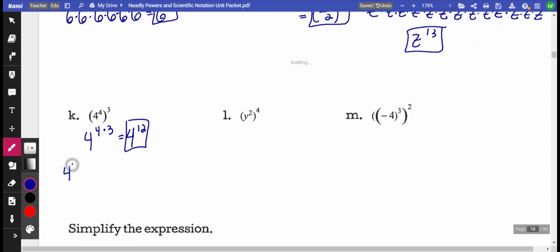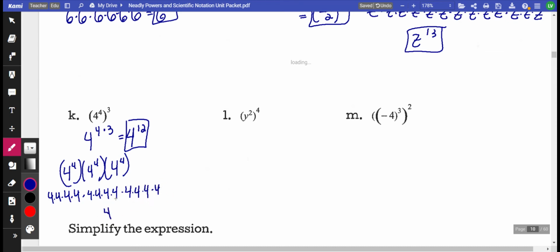If you want, you can write 4 to the 4th times quantity 4 to the 4th times quantity 4 to the 4th. So I wrote that out 3 times, and I would write out four 4s 3 separate times. When I count all of them, that's 4 to the 12th power.